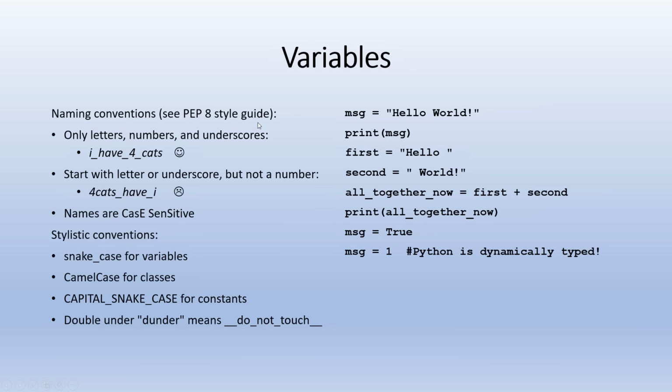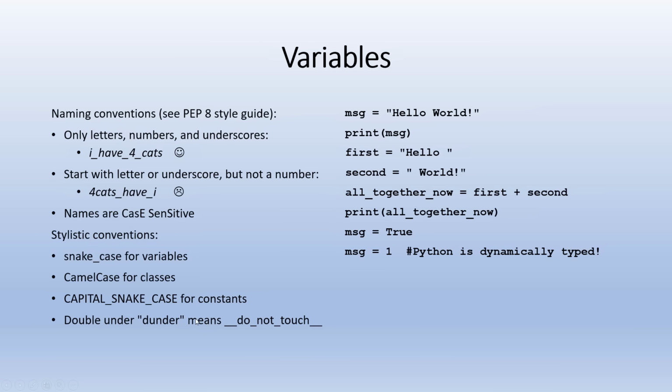If you Google PEP 8 style guide, you'll see what the style conventions are for variables in Python. The convention for variables is lowercase, underscores, numbers. Do not start with a number. You can start with a letter or with an underscore. Names are case sensitive, of course. The stylistic conventions from the PEP 8 style guide: use lowercase snake case for variables, camel case for classes, capital snake case for constants. Constants being numbers in your code that you do not want to ever change, like the value for pi or something like that.